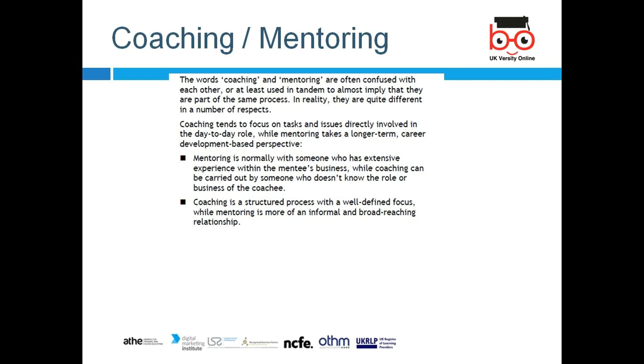While mentoring is long term. Like when you do a course, somebody is supposed to mentor you to achieve your goals; in your whole career, you have a mentor. The coach normally focuses on a structured process with a well-defined focus. A mentor is always very expert in terms of their industry. Like if you're a teacher, or a chartered accountant, you can be a mentor for new entrants. You guide them because you have extensive experience within the mentee's business.